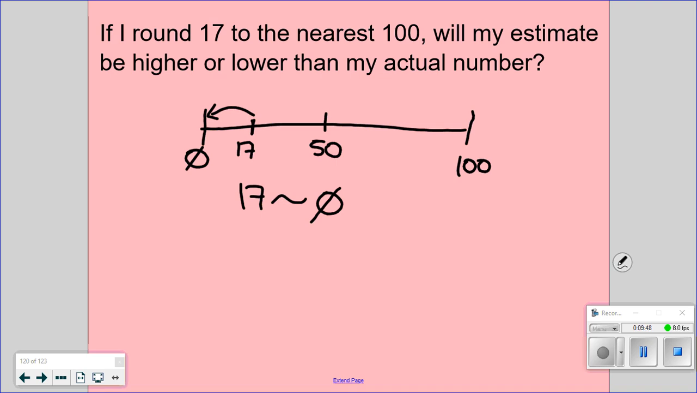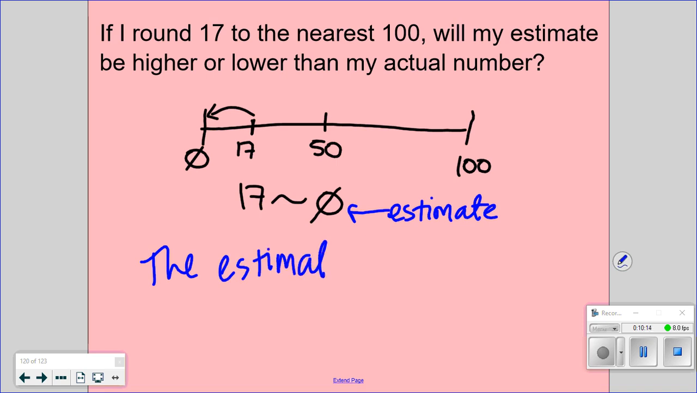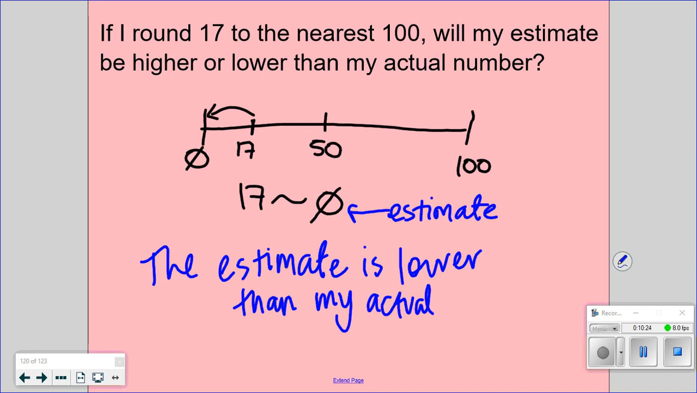Zero is the estimate. So is your estimate higher or lower than your actual number? Lower. Some of you wrote higher. Zero is your estimate. That means the estimate is lower than my actual number, because my estimate is zero and my actual number was 17.